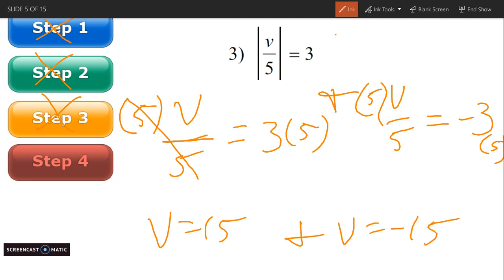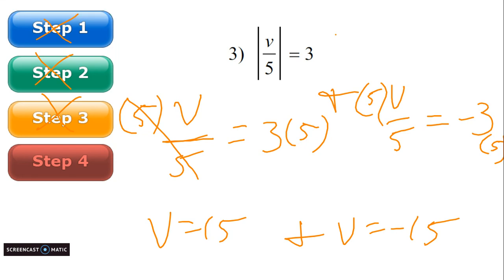So now you got two possible answers. 15 divided by 5 is 3. Absolute value of that is 3. Negative 15 divided by 5, substituting that back in, is negative 3, and the absolute value of that is 3. So we're good to go.